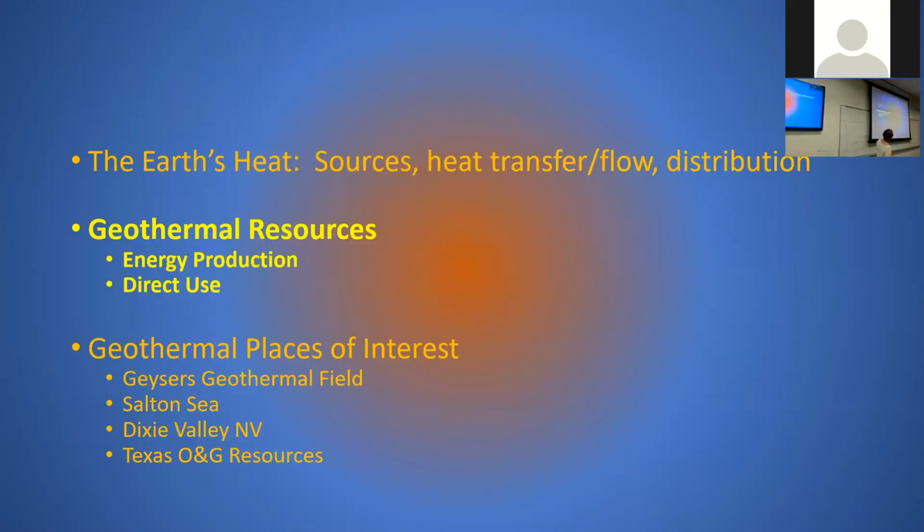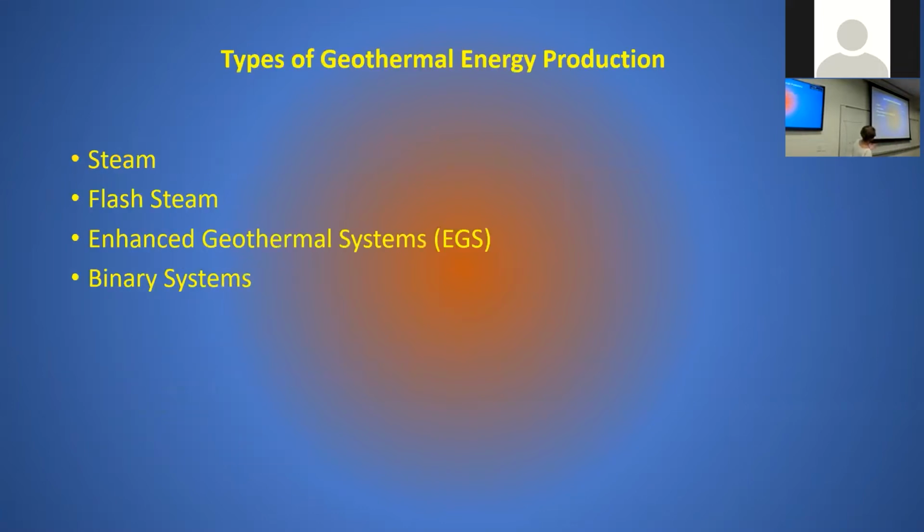Okay. So now I want to look at geothermal resources and how we develop them. There are two ways when you're thinking about geothermal resources. You want to think about energy production and direct use. Okay? So energy production, producing electricity. Four different kinds of technologies that I'm going to discuss, the four major ones: steam-based turbine-driven systems, flash steam, enhanced geothermal systems, which is a new field, definitely being investigated with a lot of potential, and binary systems.